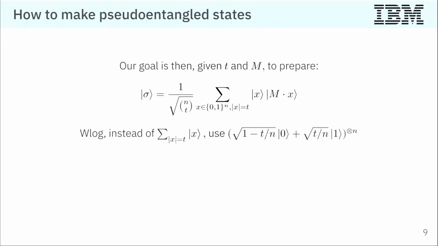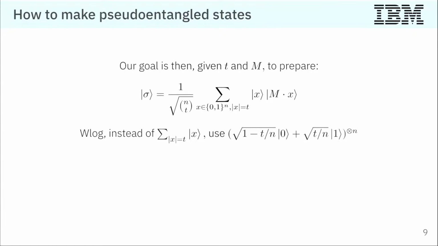One thing we can do to make our life a bit easier is, instead of creating this superposition over weight t strings, we can just substitute this with a binomial distribution whose expectation is exactly weight t. By this I mean, imagine that this x state will just be a product state, and every qubit will be biased towards 1 by square root t over n amplitude, and biased towards 0 by square root 1 minus t over n amplitude. So in expectation, if you take the tensor product of all these states, you will have a binomial distribution that's centered around weight t strings.